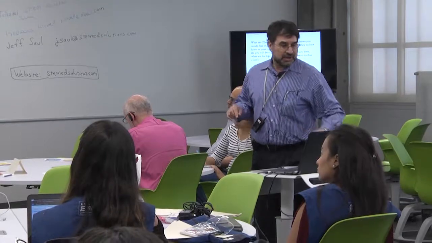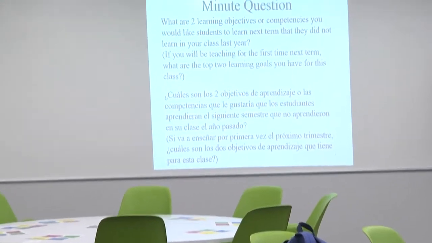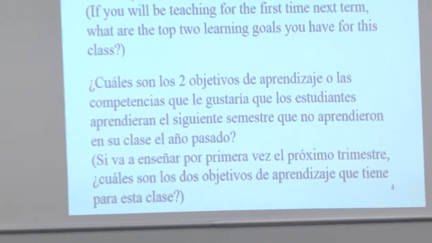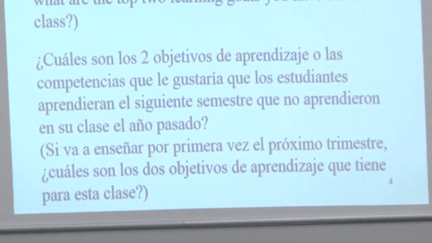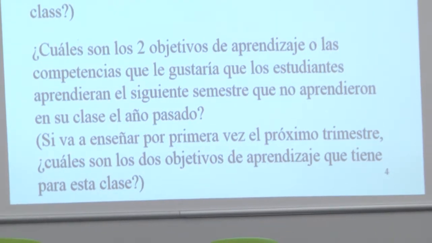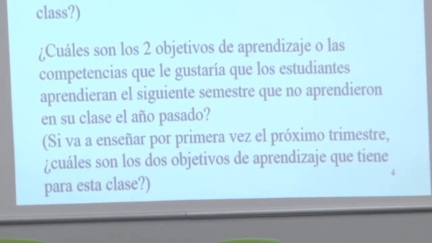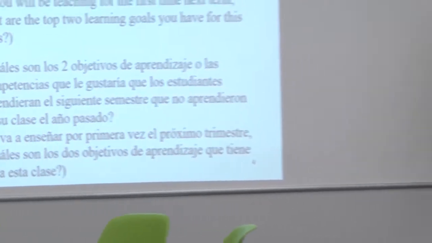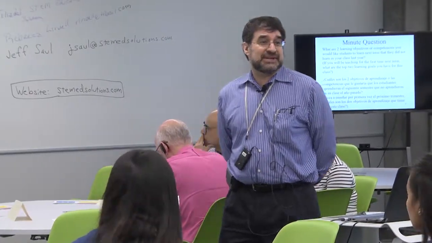Okay. So I wanted to ask you first, you'll notice there's some index cards, small cards, on your table. If you could grab one, what I'd like you to do is write down two learning objectives or competencies you would like your students to learn next year that they were not able to learn in previous classes. If you're a new teacher or a student, imagine what your two most important learning goals would be if you were to teach a particular class, or the class that you're teaching. So if you take a moment and do that, please.